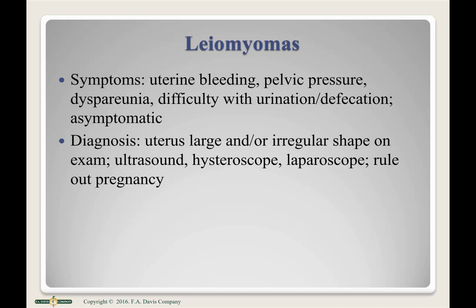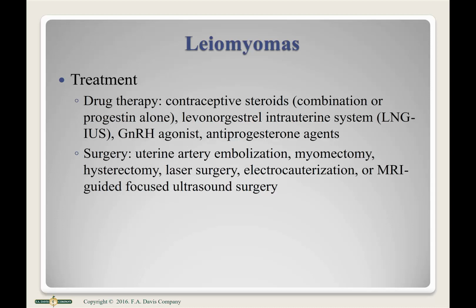We can see these on ultrasound. We can see these on hysteroscope or laparoscope. But definitely if we're going to be doing treatment for these, especially if it's a surgical treatment, we need to make sure it's not a pregnancy that we're feeling. Okay. So treatment is we can give contraceptive steroids, we can place intrauterine devices. We can use gonadotropin releasing hormones, anti-progesterone agents, things like that. That's the drug therapy.